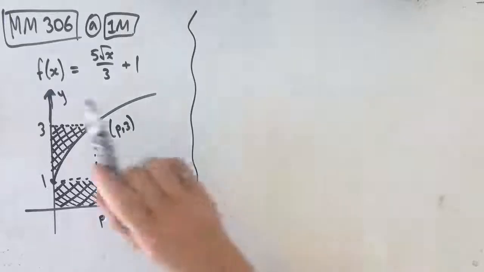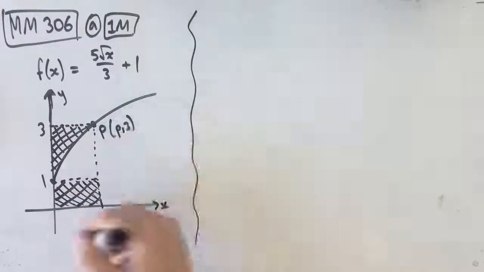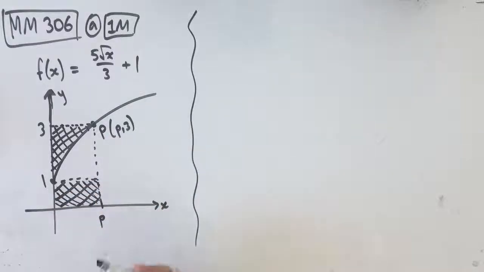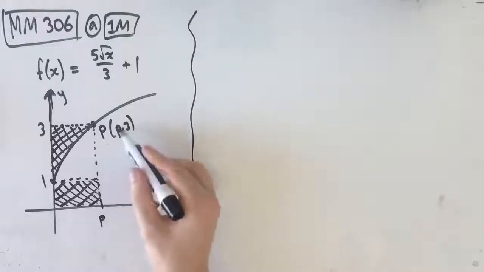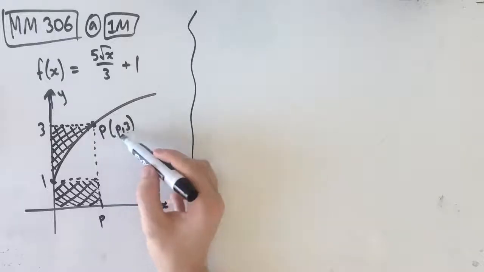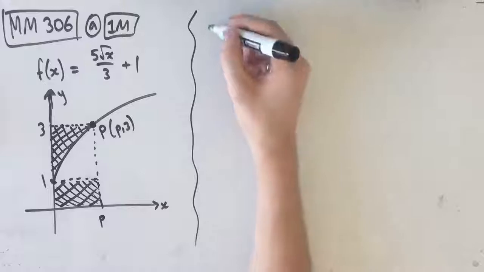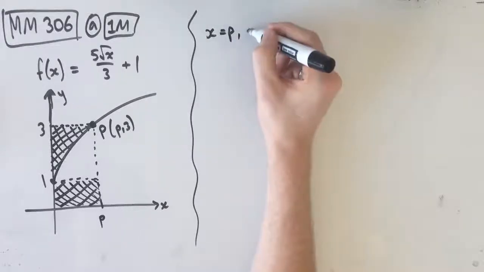Now in this question we've got a function f of x equals 5 root x over 3 plus 1. We have it here with a bunch of shaded areas. And our first part A, which is a 1 mark question, says find the value of p. Okay, so our coordinate p occurs at p3. So we know that the y value at this point is 3, right? So when x equals p, y equals 3.